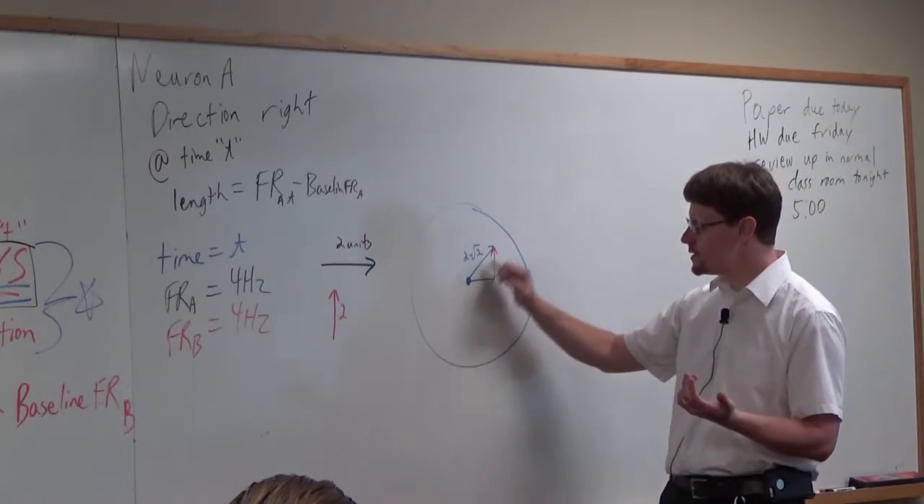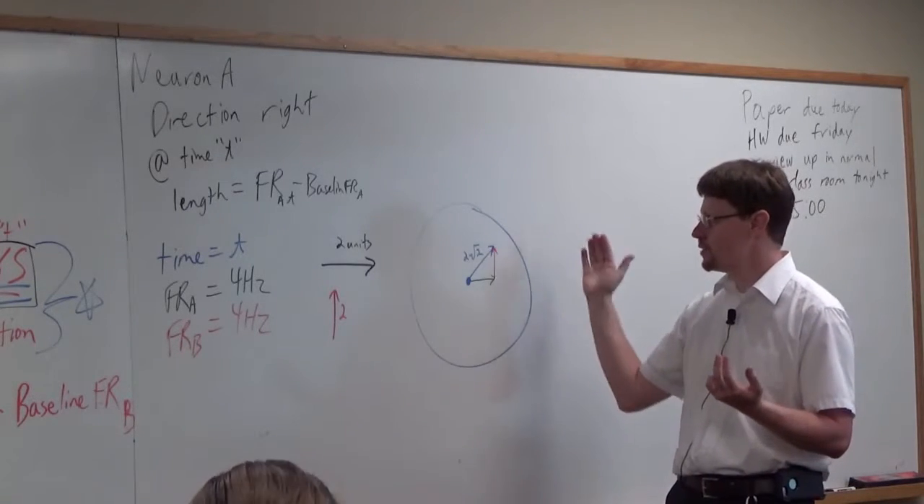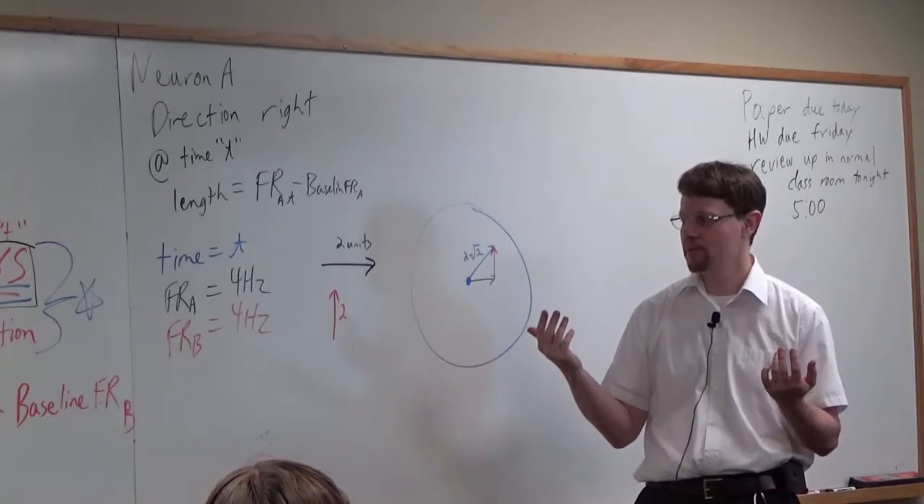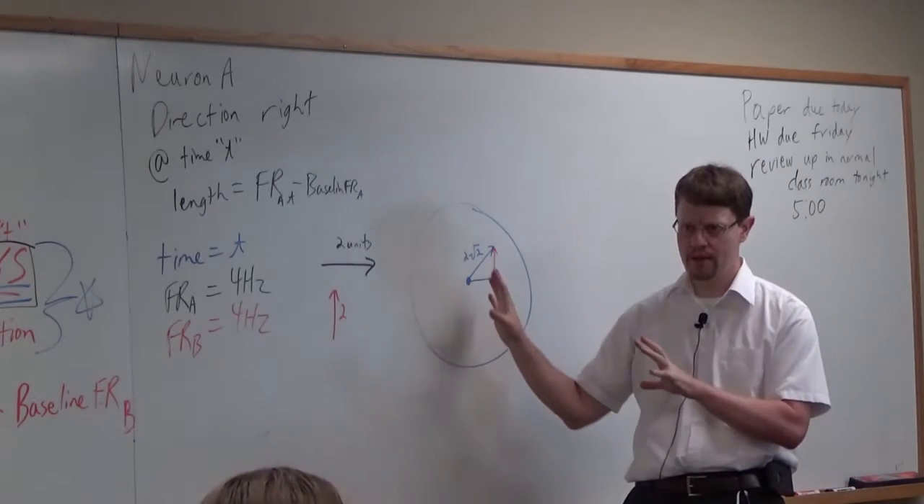The monkey's got a reasonably quick movement going up there. There's a good length to this vector. We're going in the right direction. This is exactly what the monkey wants to do. So things are looking good. Any questions about that?